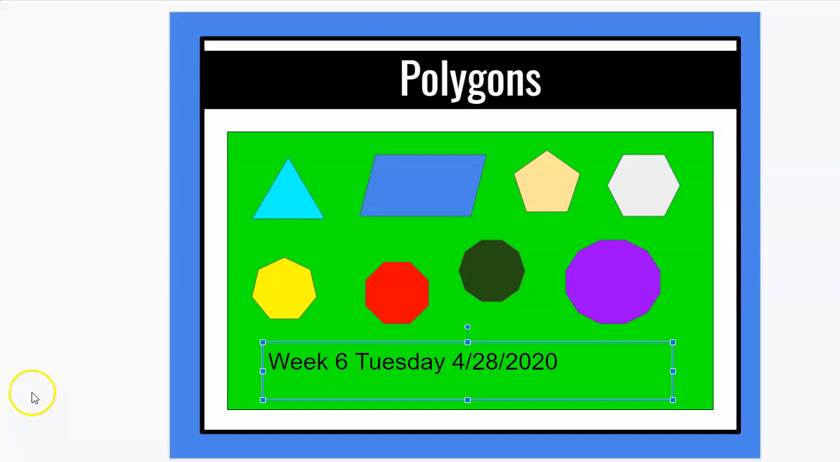Hey boys and girls, it is week 6, Tuesday, 4/28/20, and today we're going to be doing a lesson on quadrilaterals before we get into the Google Slides called Shape Attributes.